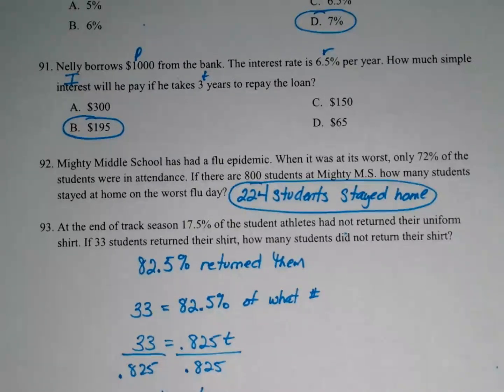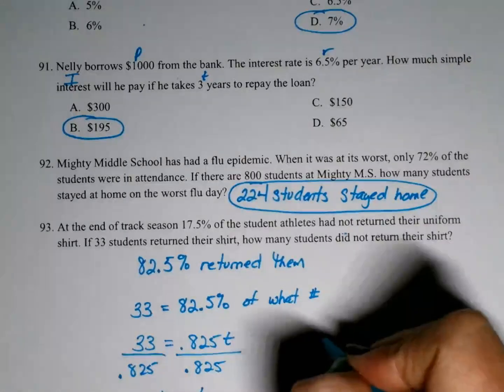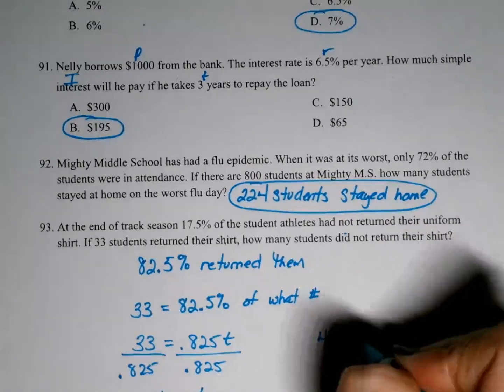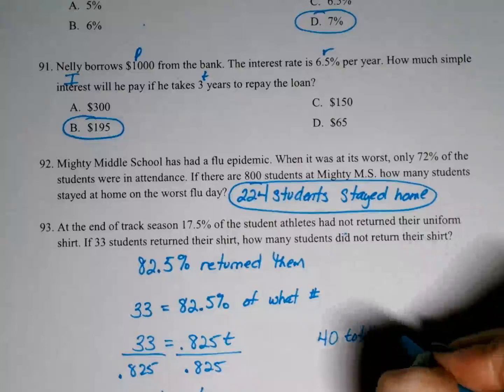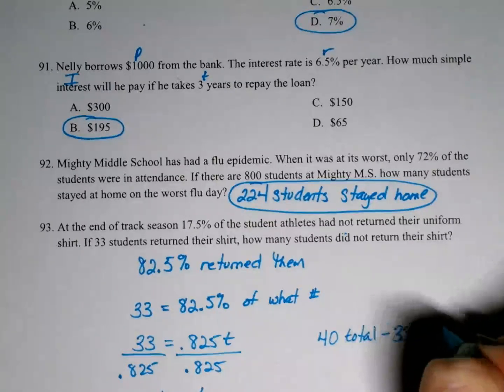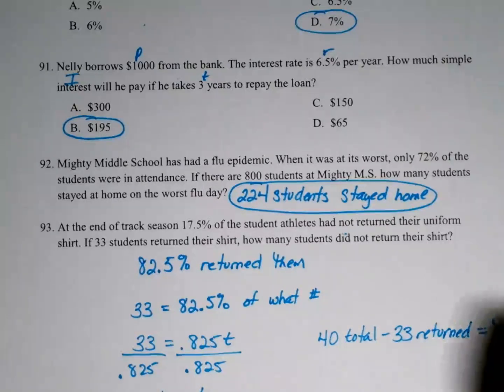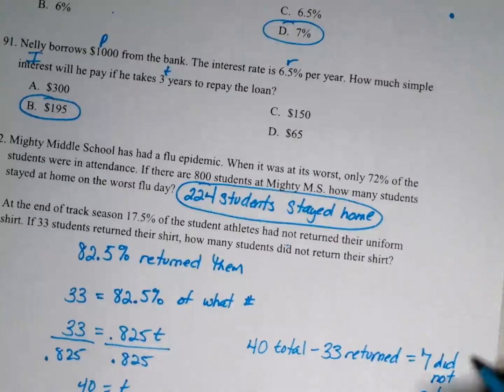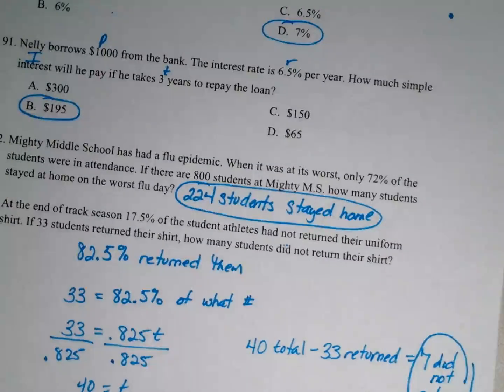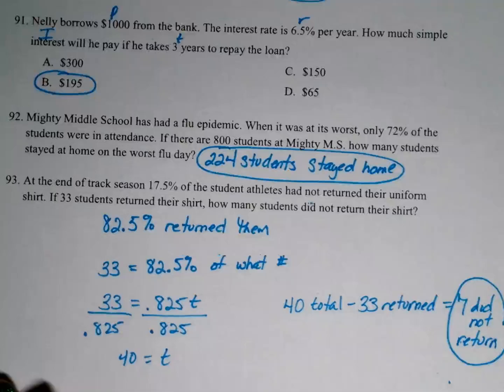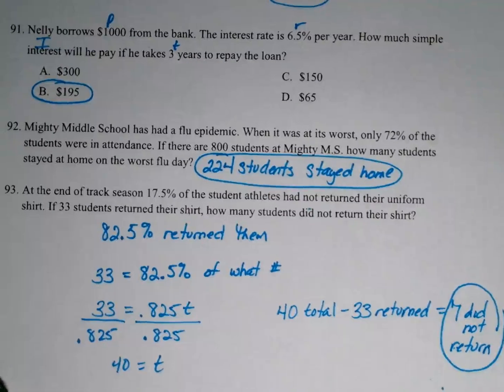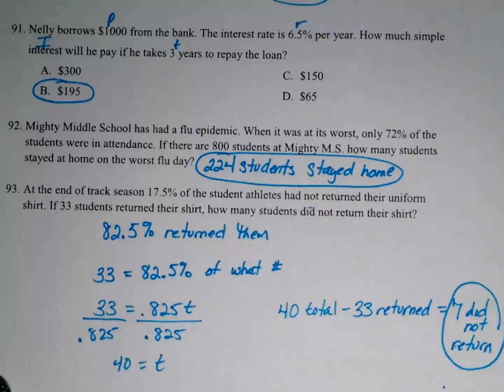So how many kids did not return their shirts? 7. So I have 40 total minus 33 who returned. That means 7 did not. So I had 7 that did not return it. All right? We finished. We finished.